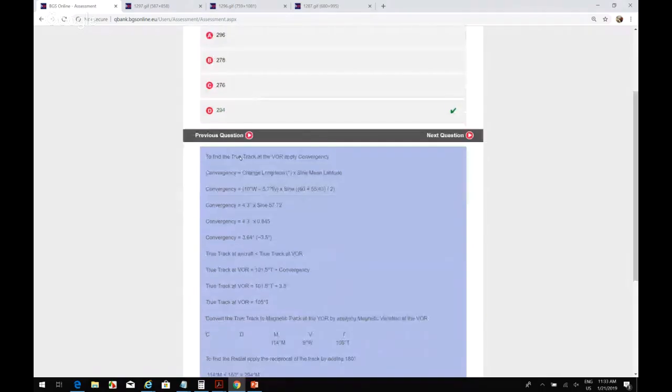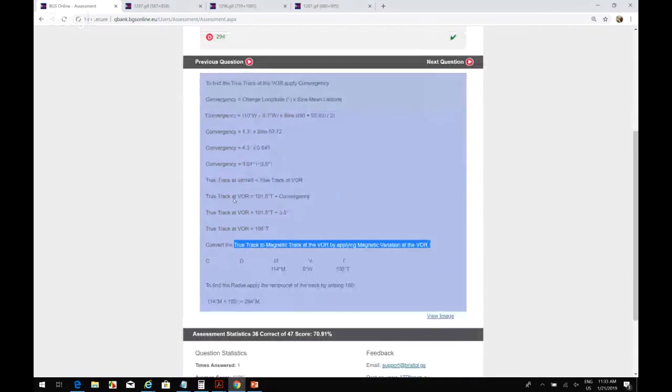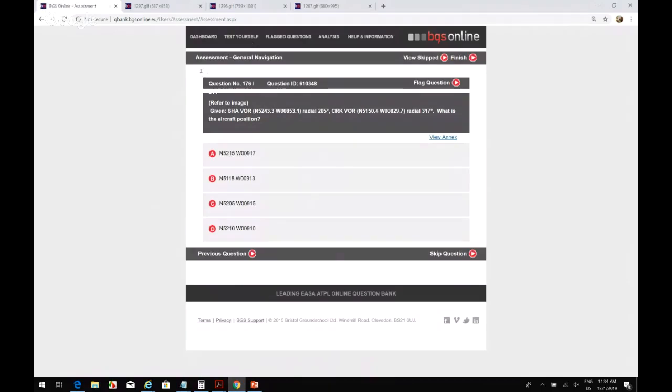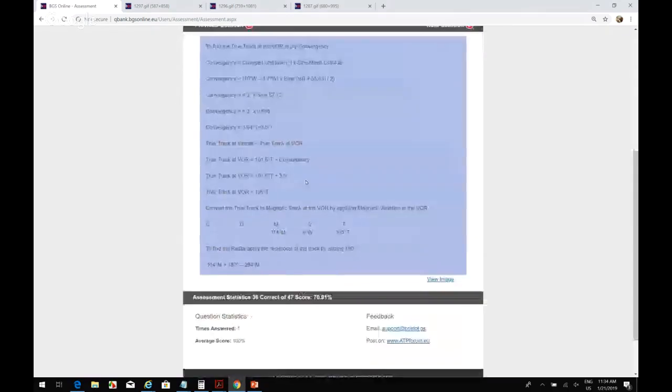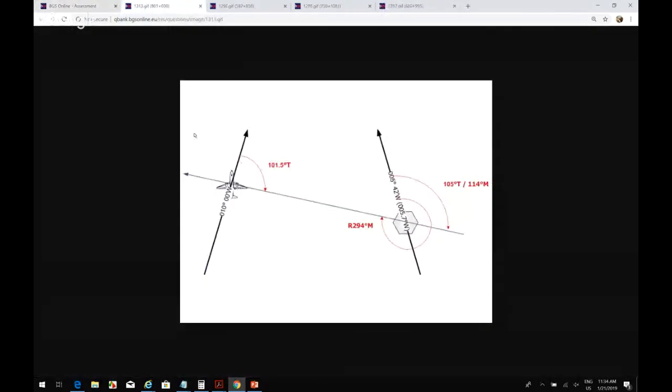All right. Anyway, the true track here is 101.5 plus the convergency. True track is 101.5 plus 3.5. The true track at the VOR is 105. So convert that to magnetic. 105 plus 9 is 114. The reciprocal of 114 is 294. Okay. See that in the diagram. Fair enough.